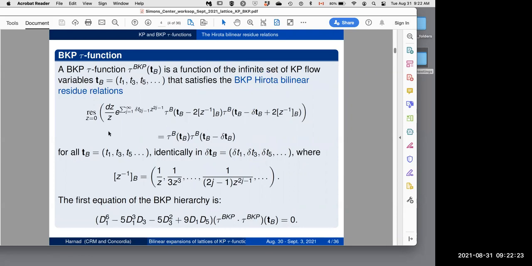similarly, very similarly, we have the BKP Hirota bilinear relation. In this case, only the odd flow variables T1, T3, T5 enter, and it's very similar, but there's a right-hand side, it's still homogeneous and quadratic. And that is equivalent to the hierarchy of BKP equations. And here, using the Sato notation, this is the bilinear form of one of the top elements of the hierarchy.